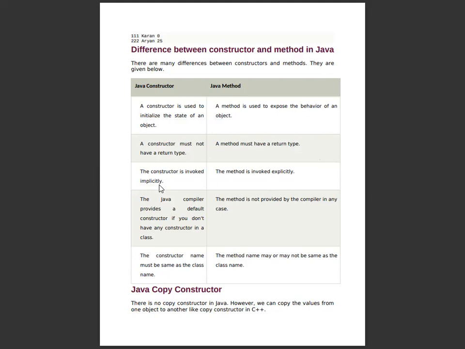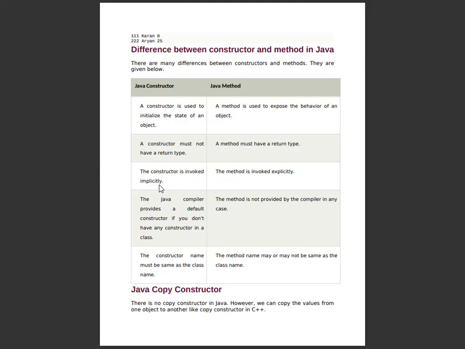The Java compiler provides a default constructor if you don't have any constructor in the class. This is by default. The method is not provided by the compiler, because the method is provided by the user itself. The method name may or may not be the same as the class name, but the constructor name should be the same as the class name. So these are some of the differences between Java constructors and Java methods.